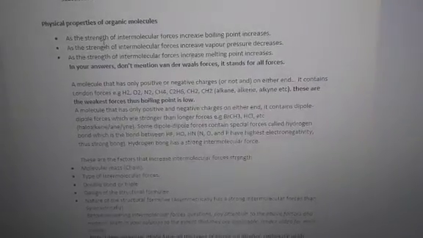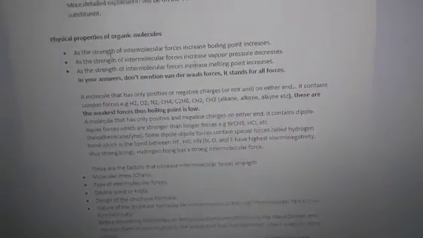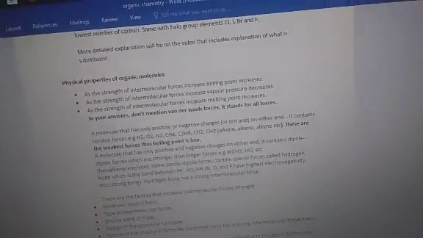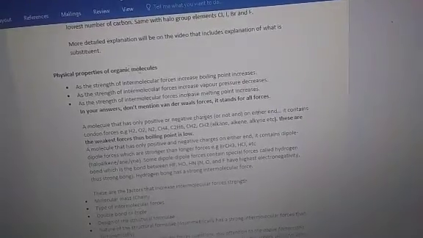Let's continue with organic chemistry. Today, we will be focusing more on physical properties.